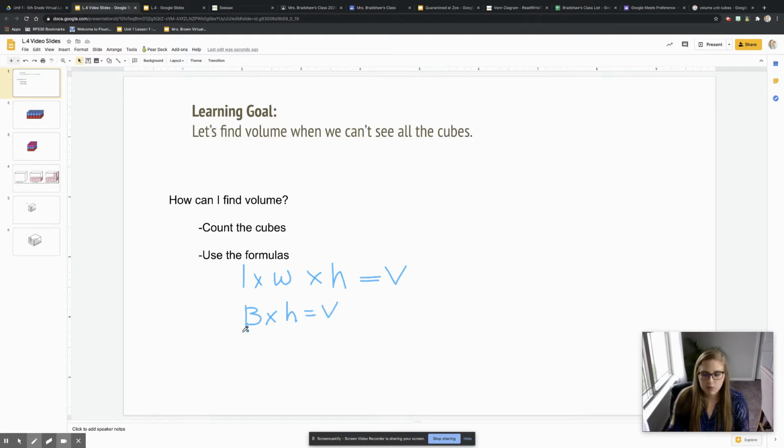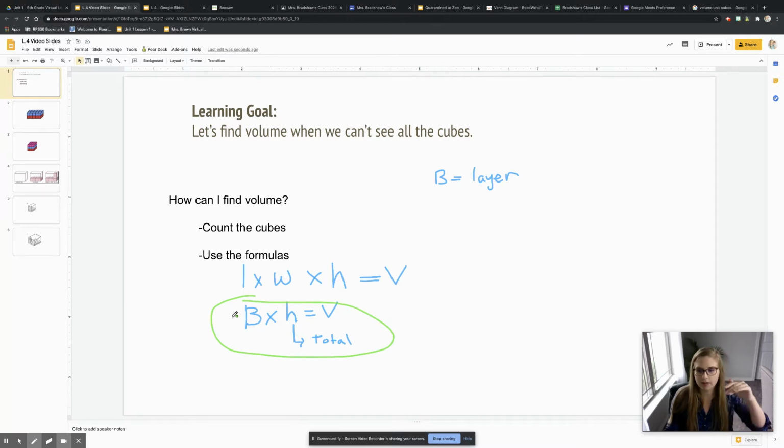The B would be that first bottom layer. So the B, all that means is a layer, and the H in this case is how many total layers. So really, you guys have been using this one here the last couple days because you're finding the number of cubes on one layer and then multiplying it by the total number of layers you have.